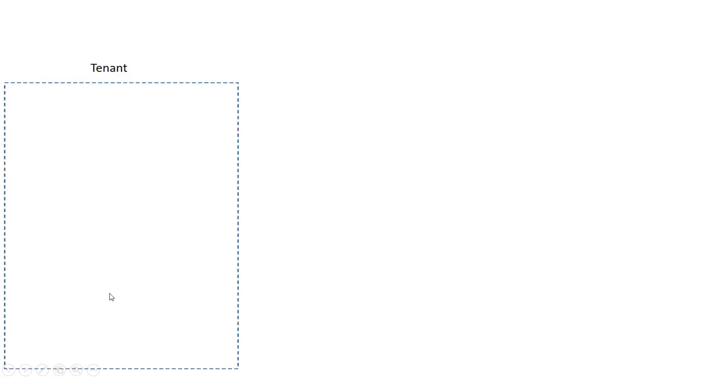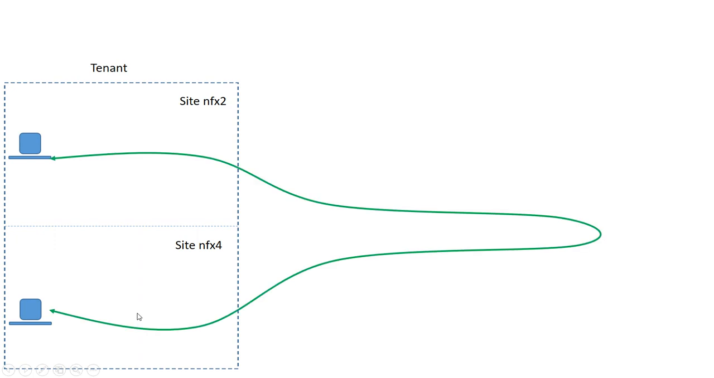So let's quickly just revisit where we are. So we have a tenant. Then tenant has some sites, two sites in this example. We are going to call them NFX2 and NFX4. Tenant has clients. They want to communicate securely. For that, we are going to use universal CP devices, NFX 250s.